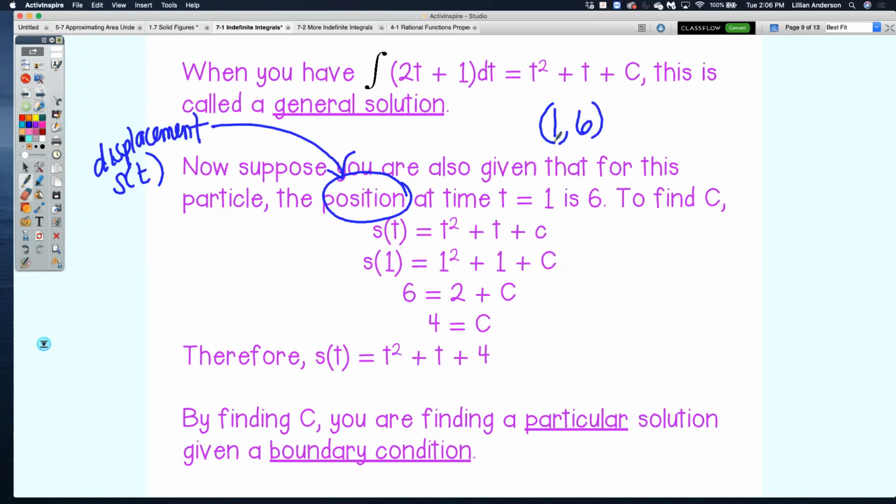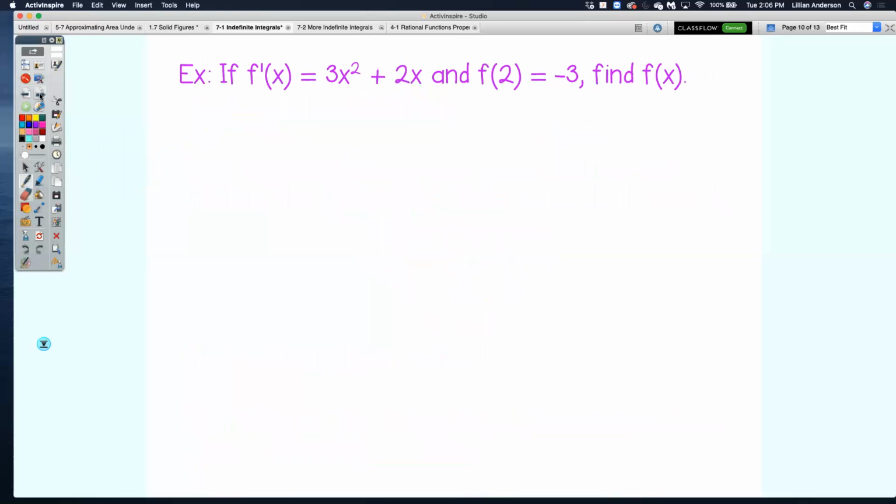So yes, don't ever forget your plus c when you're doing the antiderivative. But if you're given some additional information, then you need to use that to find c and find the specific equation. Okay? And we're going to do that here with this example. It says if f prime of x is equal to 3x squared plus 2x, and f of 2 is equal to -3, find f of x. This is what I was talking about when we were doing derivatives: integration is going backwards. I give you the derivative, now you give me the original function.